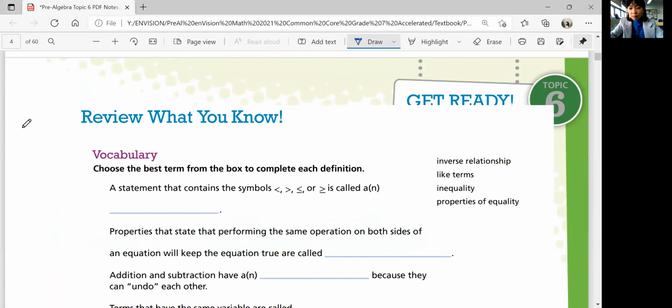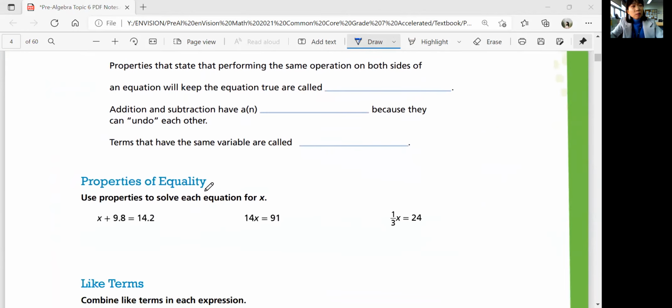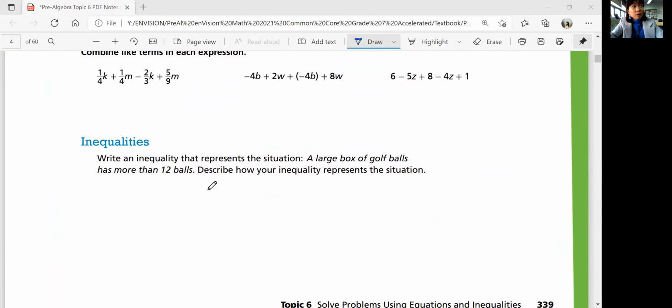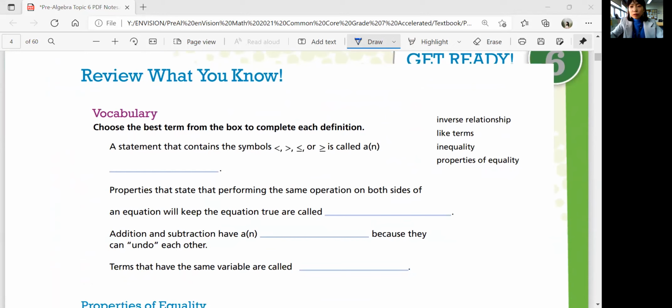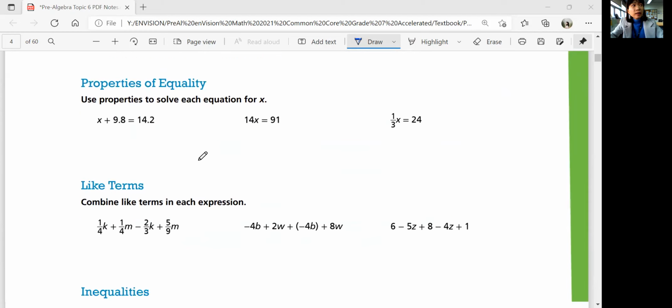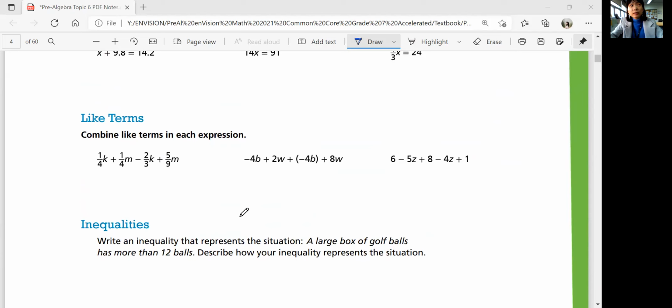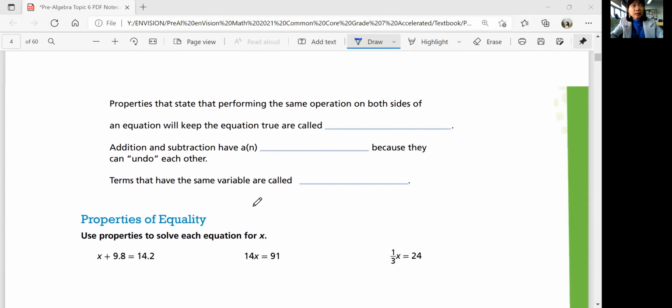Get ready in topic 6. See if you remember the things here, vocabulary, and then we'll do properties of equality, like terms, and inequalities. See if you can remember and review by yourself. If not, we can go over vocabulary together, but make sure you're ready for the properties of equality, like terms, and inequalities. You really need to know how to do that before we learn anything new.